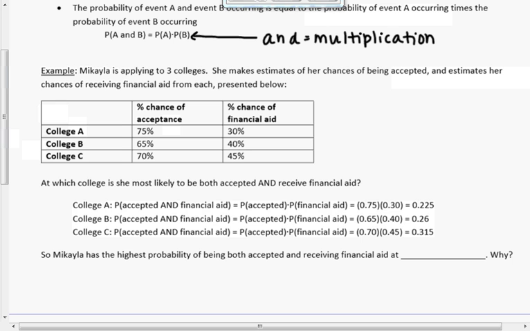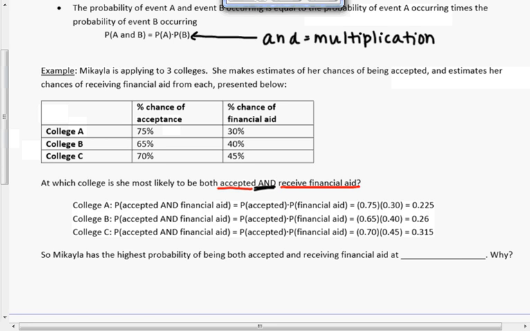Michaela's applying to 3 colleges. She makes estimates of her chance of being accepted and estimates her chances of receiving financial aid from each. And the information is presented below. At which college is she most likely to be both accepted and, that's the big word here, receive financial aid? So we are going to take the probability of her being accepted and the probability of her receiving financial aid for each college, and we're going to combine those things with multiplication.